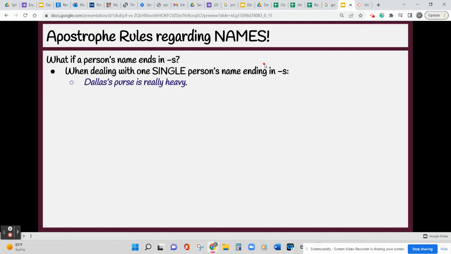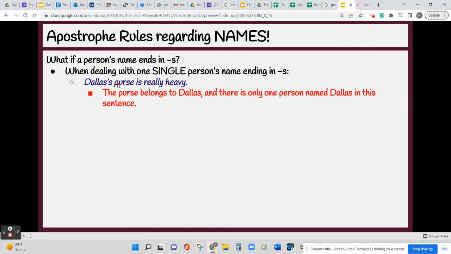Dallas's purse is really heavy. There's one person named Dallas, and she's the one possessing this purse. The purse belongs to Dallas, so to indicate that possession, we're going to add an apostrophe S. Here we go. Mr. Jones's laptop stopped working in the middle of class. There's only one Mr. Jones. The laptop belongs to Mr. Jones. To indicate that, we'd use the apostrophe S outside of his last name.